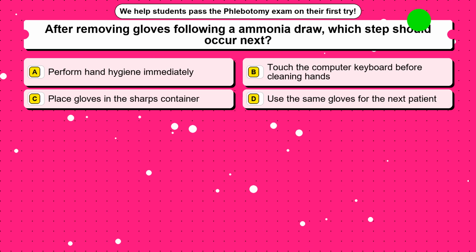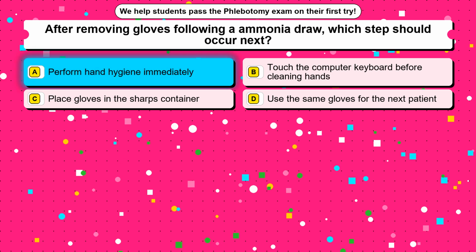Question 9. After removing gloves following an ammonia draw, which step should occur next? Option A. Perform hand hygiene immediately. Option B. Touch the computer keyboard before cleaning hands. Option C. Place gloves in the sharps container. Option D. Use the same gloves for the next patient.